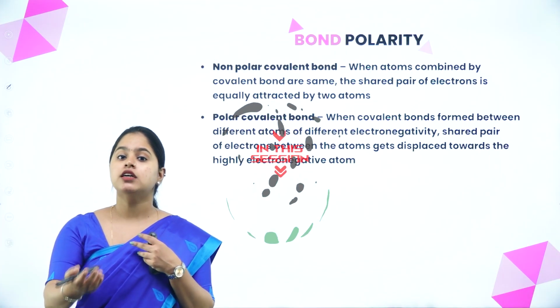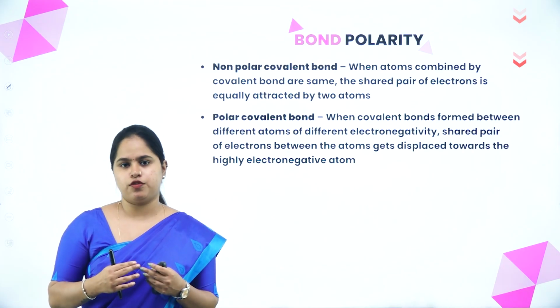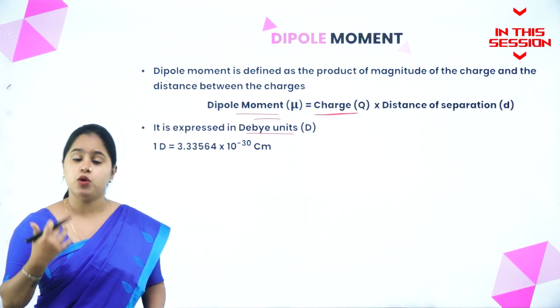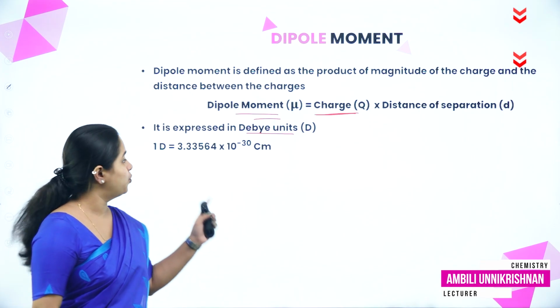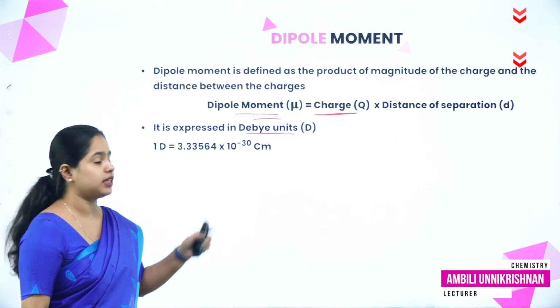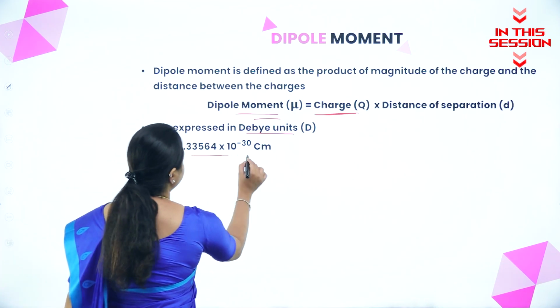Bonds are formed by the sharing of electrons, right? And how is an ionic bond formed? By the transfer of electrons from one atom to another. Dipole moment is expressed in the unit which is called the debye. Yes, and 1 debye is equal to 3.33564 into 10 to the power minus 30 coulomb meter.